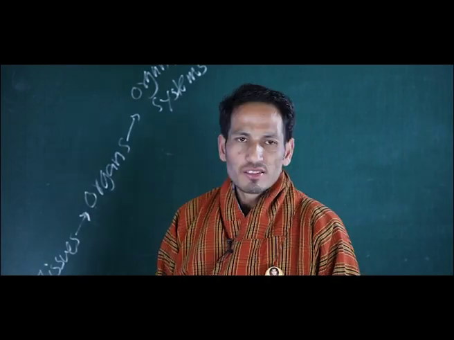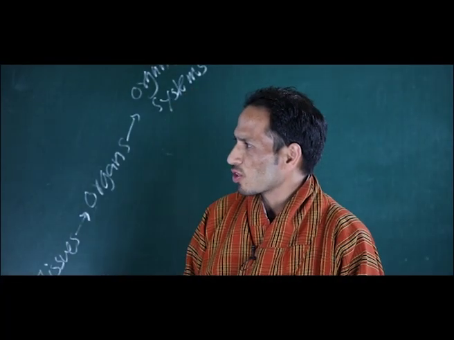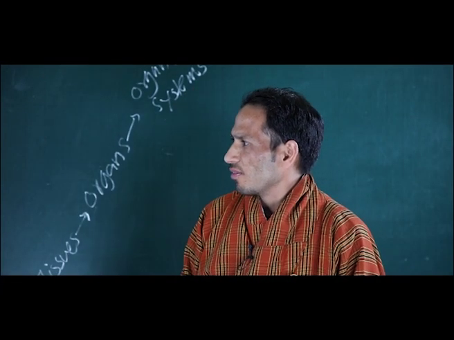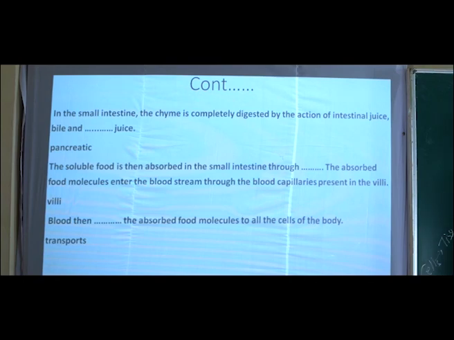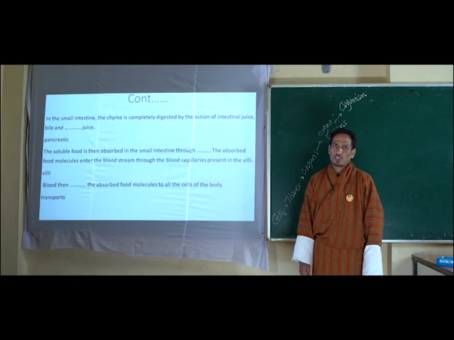Blood then dash the absorbed food molecules to all the cells of the body. So your expected word should be transports. The blood then transports the absorbed food molecules to all cells of the body.